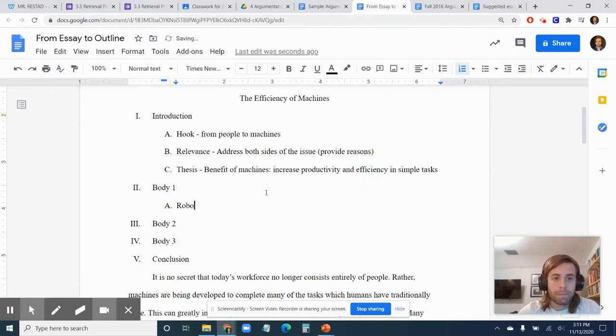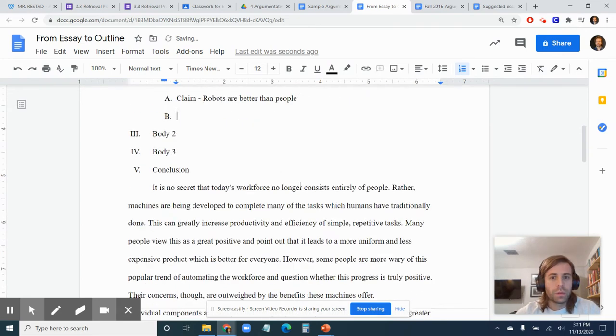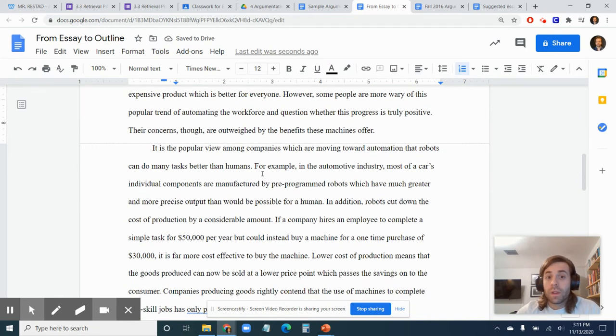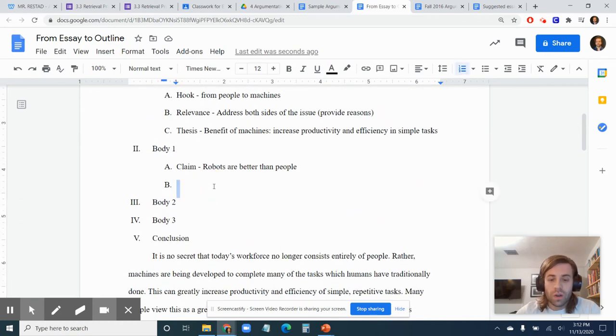Robots. I might even put claim up here. Claim: robots are better than people. Robots are better than people. All right. And then they've got this great signal phrase. For example, transition into our evidence. So in the automotive industry, most of auto car parts are manufactured by programmed robots. Boom. So that's all I really need to know. So evidence is going to be car industry. I don't really need to put anything more than that.